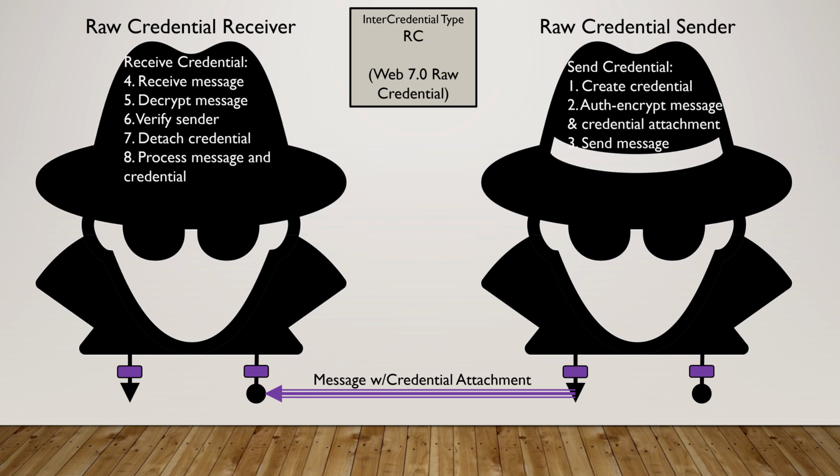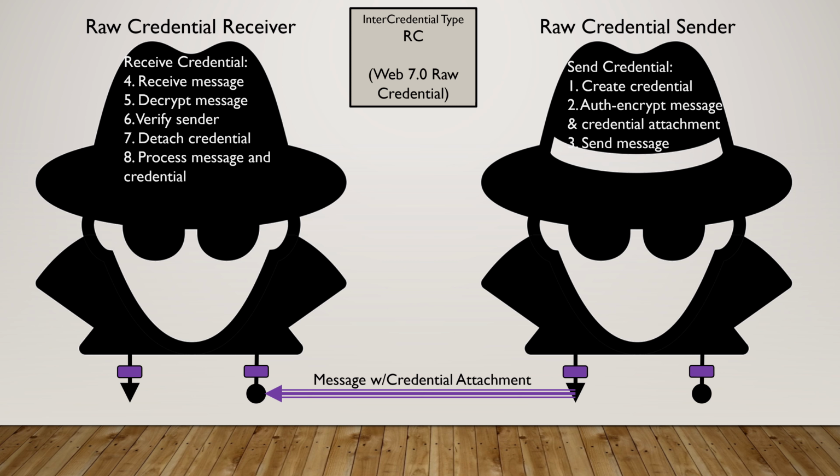So just a review, let's look at the raw credential sender receiver model. So on the right, we have the sender who's sending a raw credential to the receiver on the left. And if we look at the 3 steps to send a credential, on the right hand side there, we create the credential, we auth encrypt the message and a credential attachment, and we send the message. And we send that from the origin interface of the sender to the service endpoint of the receiver.